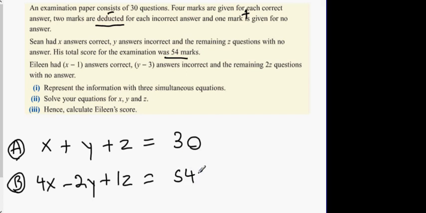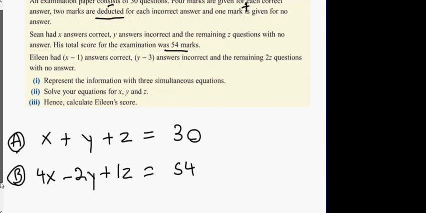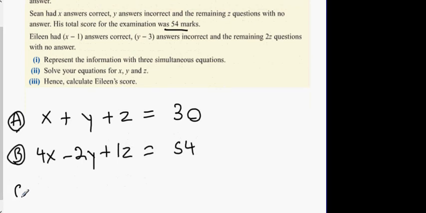Okay? Next one is part C, which is Eileen's test. This one is not talking about Eileen's mark. It's talking about the amount of questions Eileen completed. They did the same test. Even if she didn't answer it, she still did the same test. Therefore, it's 30. It has to be 30. Okay? Now you add them all together.